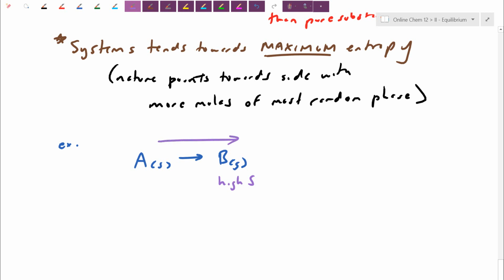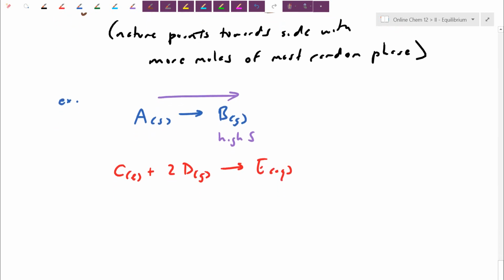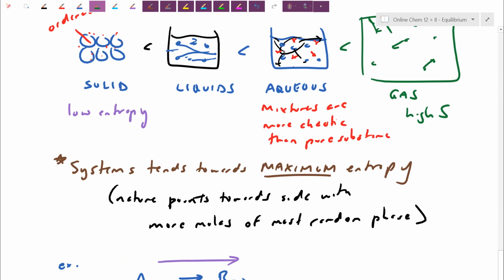Well, what if I had, let's say, C as a liquid, 2D as a gas, and this is going to become E as aqueous. They propose the reaction to you. Let's decide which way nature wants to go. So imagine you were the activated complex. You're sort of midway in this arrow here. What's the most random phase on the right-hand side? Well, aqueous. Oh, good. The mess here can be very chaotic, very random.